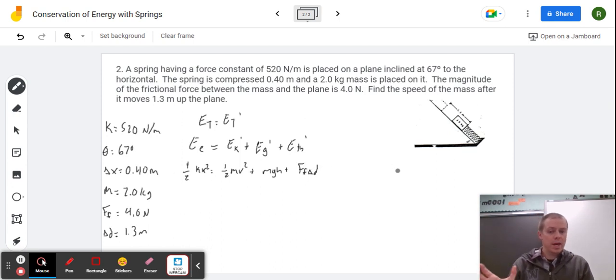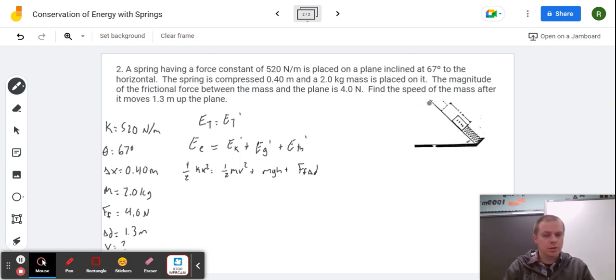So we have all of these values here. We know we're solving for the speed. That's the thing we're trying to find. We have k, we have x, we have m, we have g, we have the force of friction, we have the distance that it moves up the ramp. The only thing we're missing here is h. So in order to solve this problem, I'm going to have to find h.